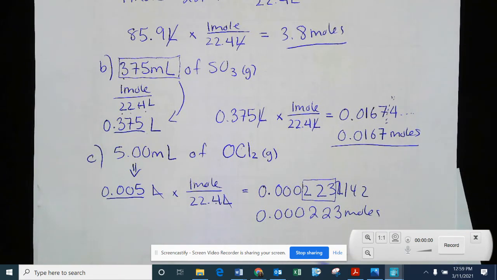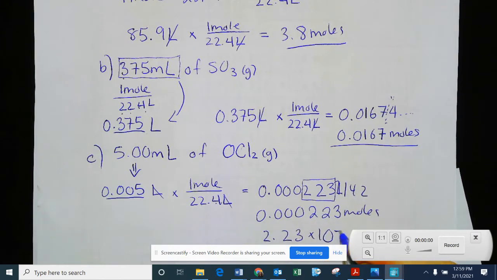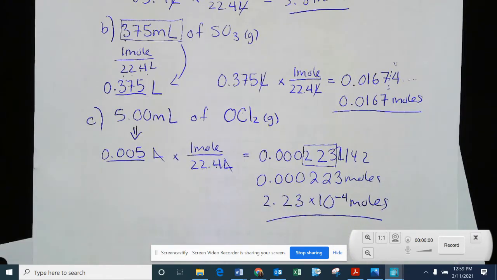Or you could go, what, you did that? Marcus did that? Okay, you do what Marcus did and go 2.23 times 10 to the negative 4 moles. Either way is totally fine, but just make sure that you all are keeping track of your sig figs when you're doing this.